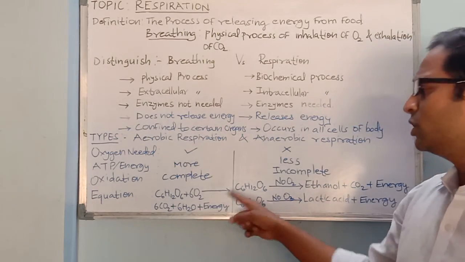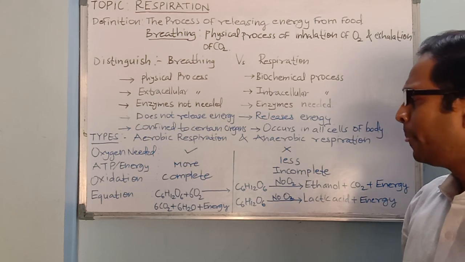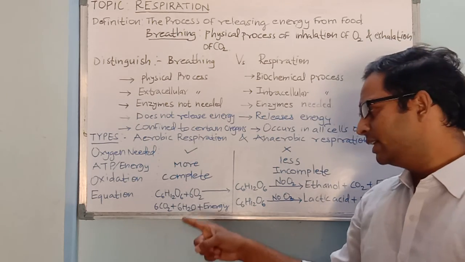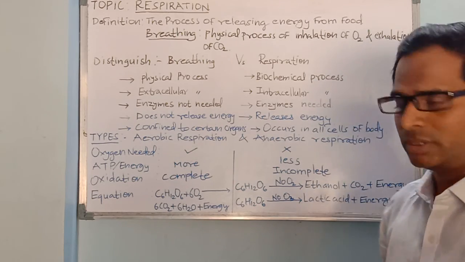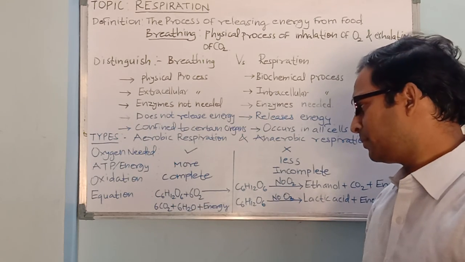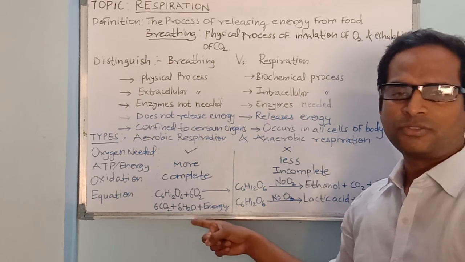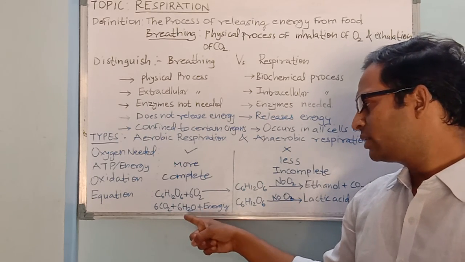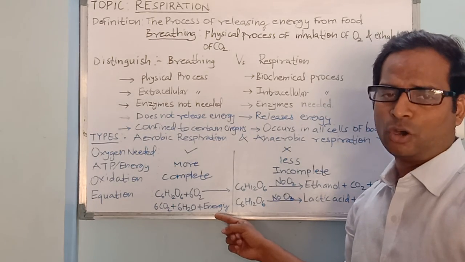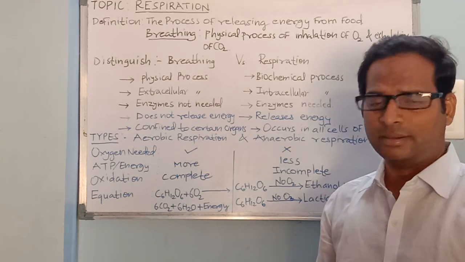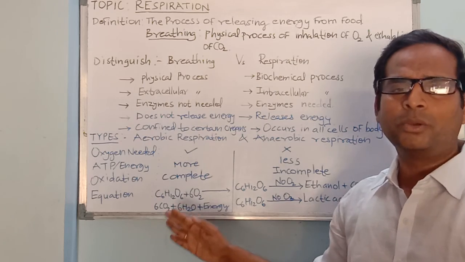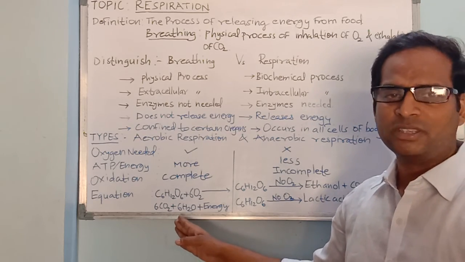Now here we have the equations of both aerobic and anaerobic respiration. The overall equation of aerobic respiration is C6H12O6, that is glucose, broken down in presence of 6O2, oxygen. The end products formed are 6CO2, 6H2O, and 38 ATPs, which is 686 kilocalories. So you need to learn this equation by heart. It is important. We are going to elaborate this process in the next part of this video.